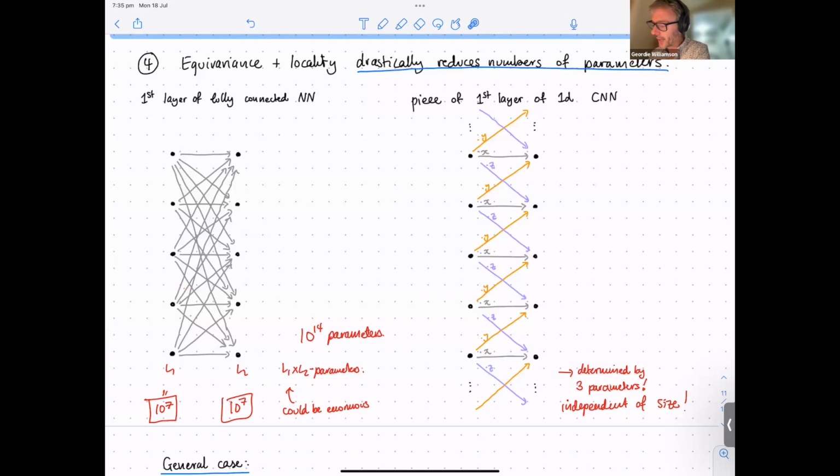Whereas imagine the first layer of a one-dimensional convolutional neural net. Here I'm imagining a one-dimensional image. If I impose equivariance and locality, then regardless of the dimension, I just have 3 parameters here. So we have 3 parameters totally independent of the size, which is really remarkable. 10 to the 14 versus 3 is a big advantage. Okay, so I'll just address the questions now.